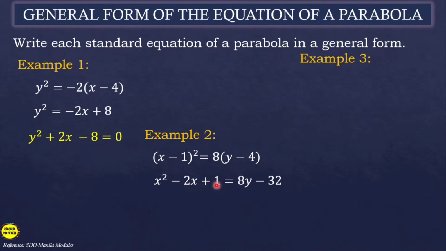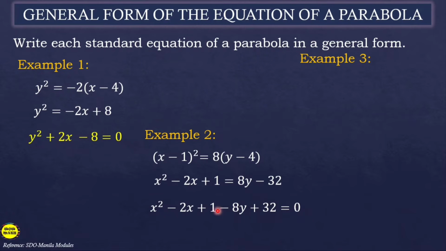So, that's the shortcut. So, that is equal to 8 times y, that is 8y. 8 times negative 4, that is negative 32. So, lipat natin sa 8y saka sa negative 32 kasi kailangan na maiwan dito ay 0. So, maging x squared minus 2x plus 1 minus 8y plus 32 is equal to 0.